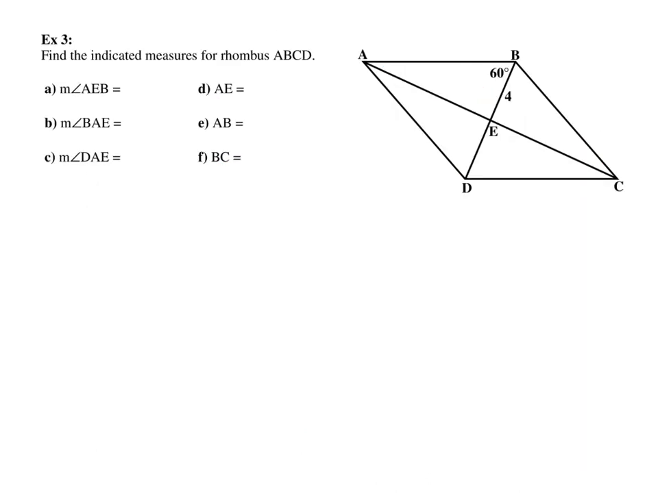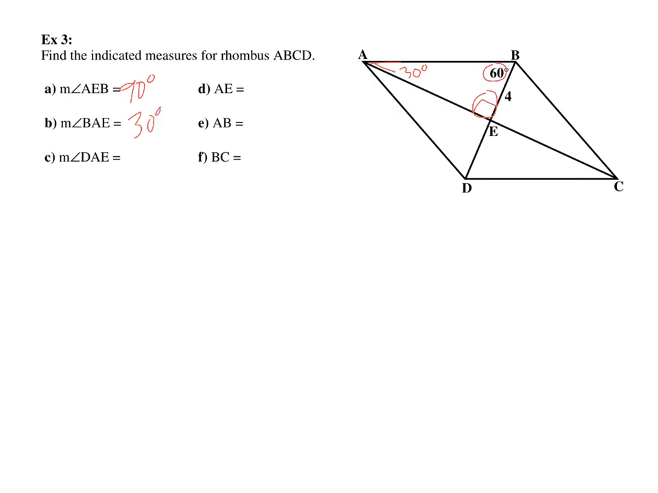All right, example 3, find the indicated measures for the rhombus ABCD. All right, they tell me it's a rhombus, so AEB. I know that angle is 90 degrees because the diagonals are perpendicular to each other. Then I have BAE. That's this angle here. Well, I subtract 60 and 90 from 180, and what do I get? 30.